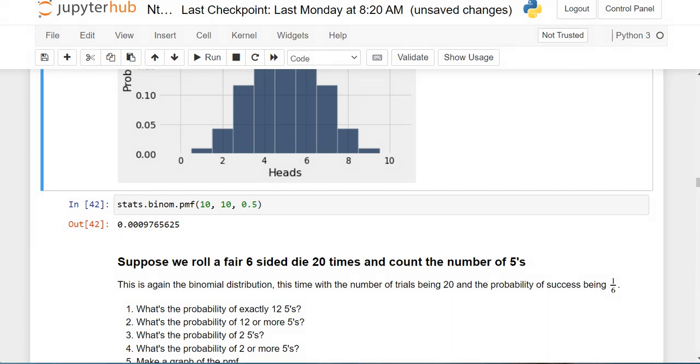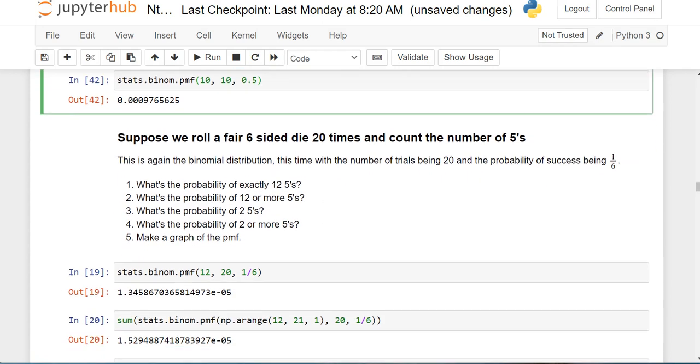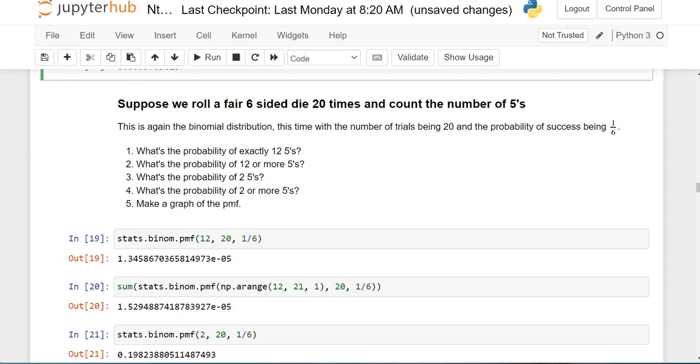Okay, and the computer is calculating these for us, so that makes our life easy. So this is empirical probability. Now instead of doing the coin flips, now we're rolling a fair six-sided die 20 times. So that's what's coming in here. This is the binom PMF with 20 trials and a probability of success of 1/6, right? So it's different than the coin flips, okay?